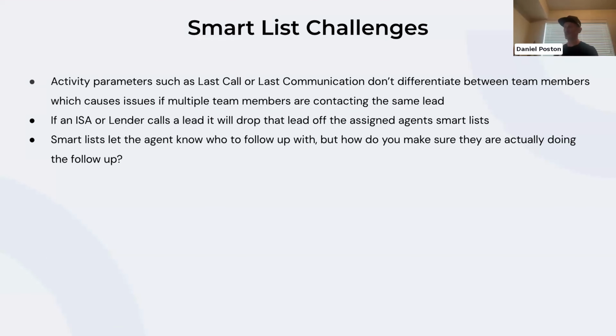So in Follow Up Boss, you have last call, you have last communication, but that doesn't differentiate who made the call. And the issue with that is if your ISA or your lender calls somebody, it's going to drop that person off your assigned agent smart list. So that leads to leads slipping through the cracks.